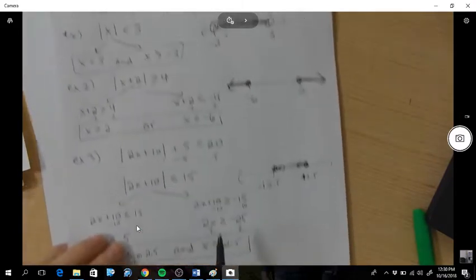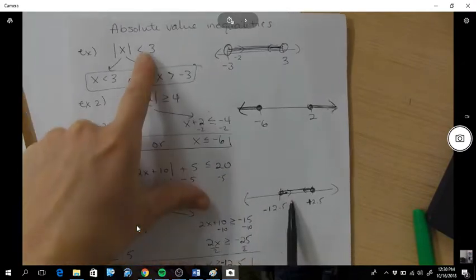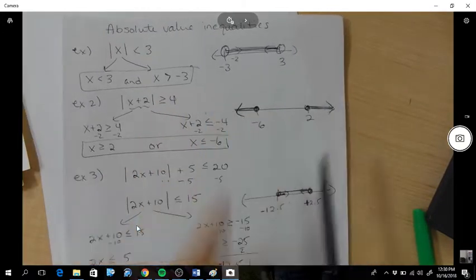So you can kind of see a pattern here. If your inequality is a less than, you're between. If it's a greater than, you end up going on the outsides.